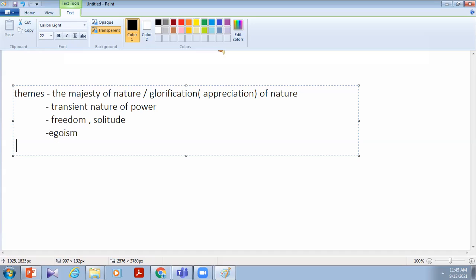Egoism. Then we have authority, authoritarian power, or you can say arbitrary nature, or you can even call it the possessive nature of power. These are the themes. Just take a look at it and see whether you could figure it out.